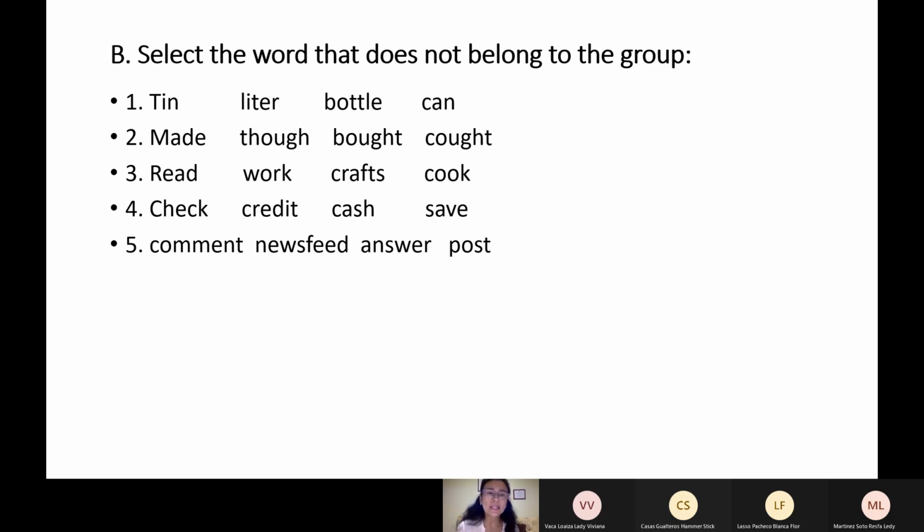¿Ok? Made, thought, bought, coat. What is the word that doesn't belong? Coat, because made is the past tense of make. Thought, the past tense of think. Bought, the past tense of buy. And coat, coat is not the past tense of anything. Ese no es un pasado de un verbo. And in that way, you continue. What is the difference in this set? Read, word, crafts, cook.